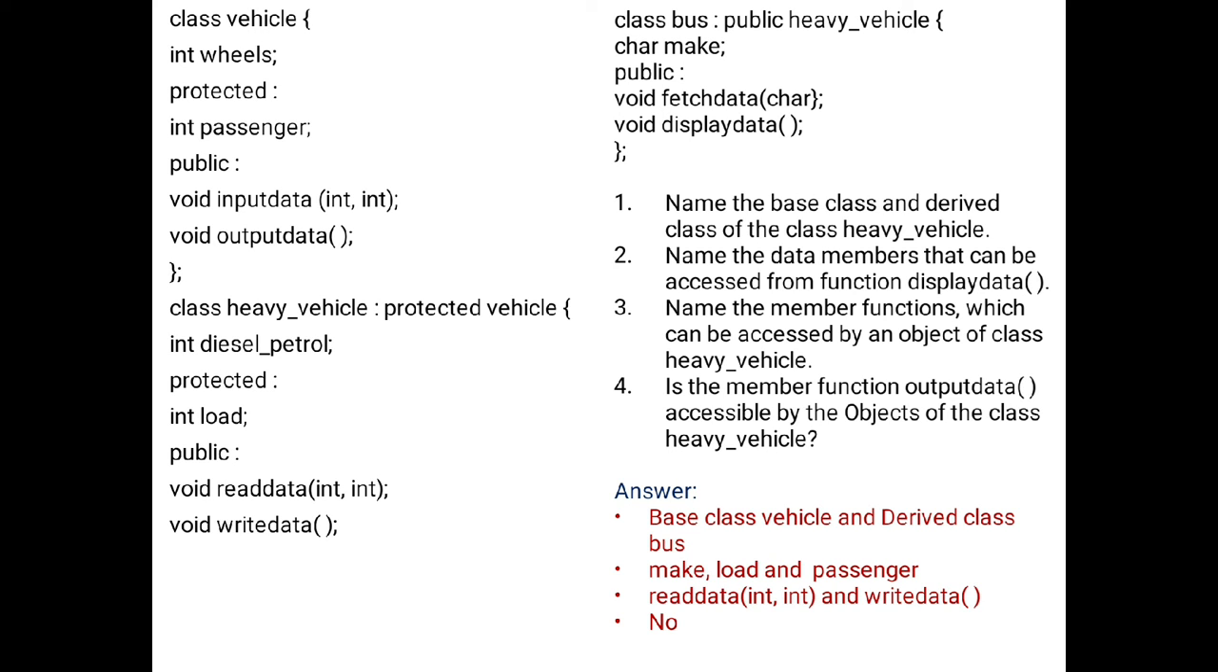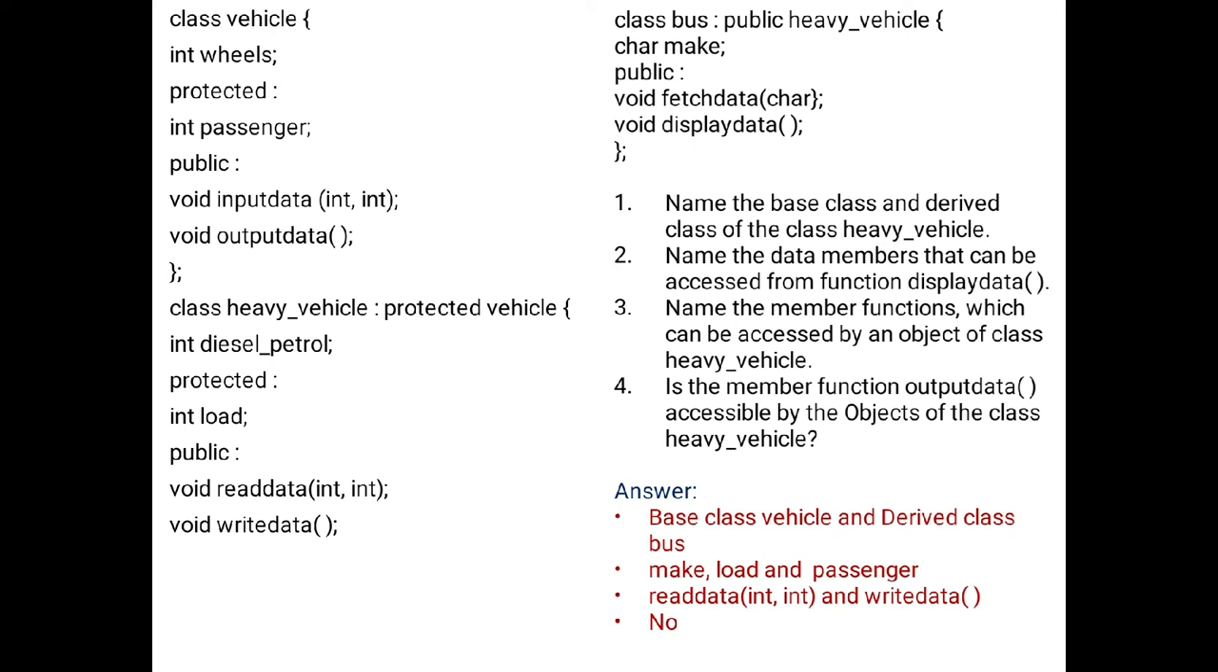Then we have two public member functions, that is input data, which declares two integer type parameters, and then you have the output data member function. These two member functions are declared in the class definition section. So that is the function prototype.